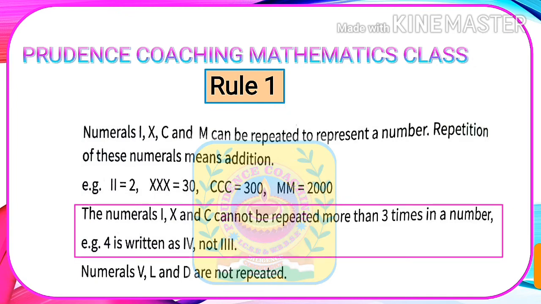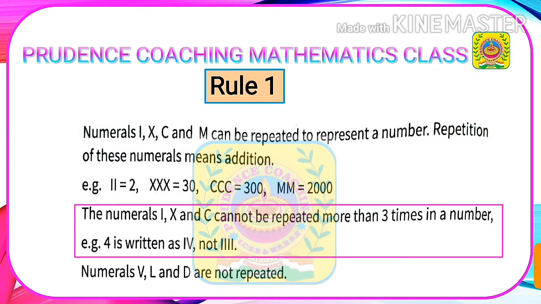Next important thing that you need to remember is the numerals I, X and C, that is 1, 10 and 100, cannot be repeated more than 3 times in a number. That means in order to represent any Hindu Arabic system number, we can repeat these numerals maximum 3 times in the Roman number system. That means if we want to write 4, we will write 4 as I and V. We will not write it as I, I, I, I, because the maximum we can repeat I is 3 times. But here we are repeating 4 times, which is incorrect. So in order to write 4, we will write I and V.